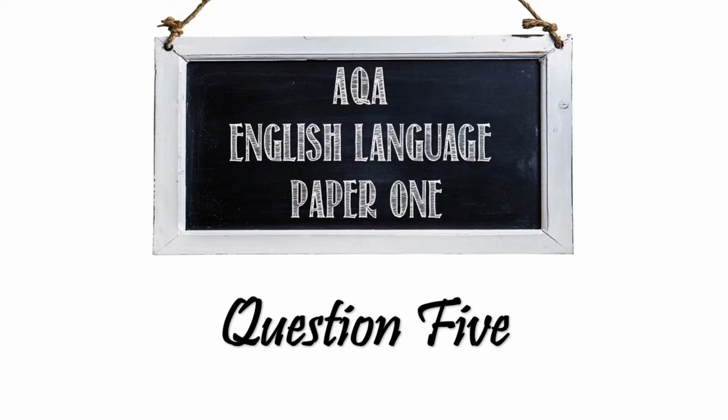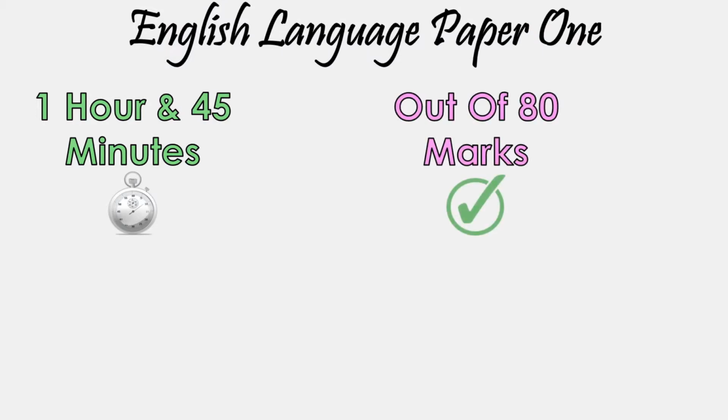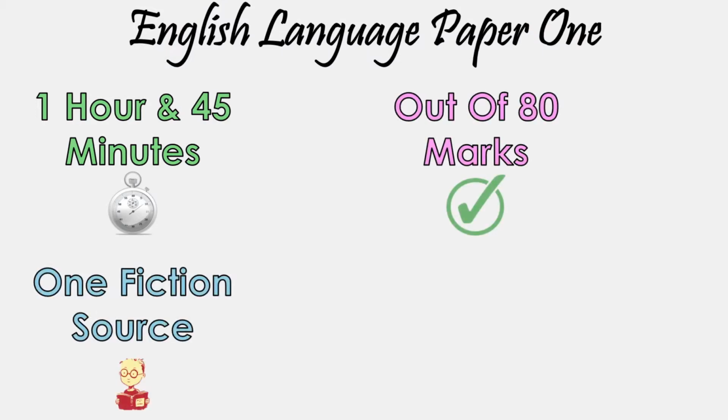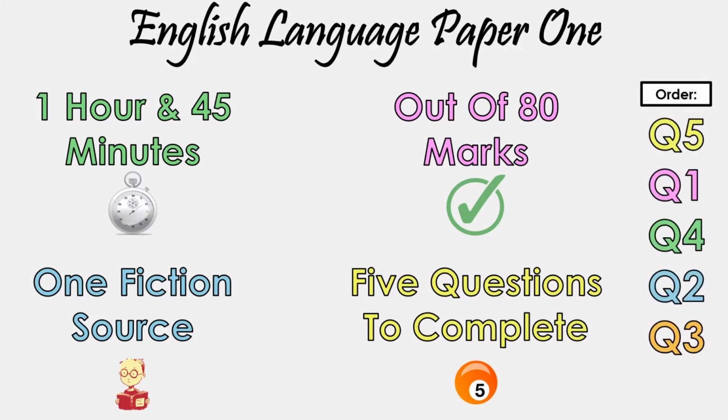Good morning everyone. The aim of this video is to give you a very brief overview of AQA English Language Paper 1, Question 5. So Paper 1 is a 1 hour and 45 minute exam paper. It's out of 80 marks, and you're given one fiction source to read with 5 questions to complete. And the best order to complete this paper in is Question 5 first, then questions 1, 4, 2, and finally 3.